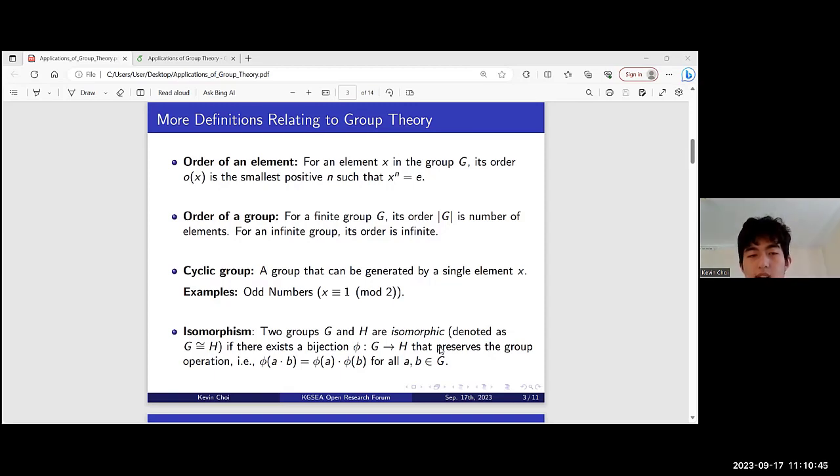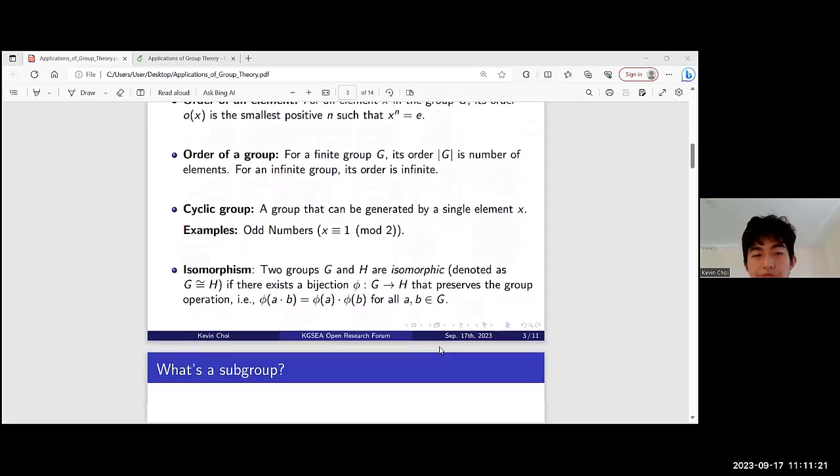And lastly, what I'd like to talk about is isomorphism. This one I won't say is very necessary to understand what I'll talk about in the later slides, but I'll explain it anyway. Two groups G and H are isomorphic, which is similar to congruence, if there exists a bijection from G to H that preserves the group operation. One good example again is Euler's phi function, where phi of A times B equals phi A times phi B for all A and B inside group G.